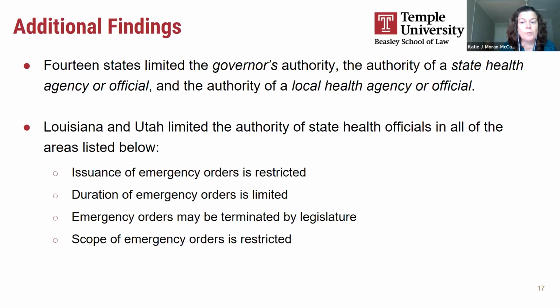This would be, for example, requiring the governor to approve orders issued by health officers, or requiring that executive orders be submitted to a legislative council for review. Duration of emergency orders is limited. This is when the law explicitly limits the amount of time that an emergency order or state of emergency can be in effect. So, for example, limiting it to 30 days or 60 days, something like that.